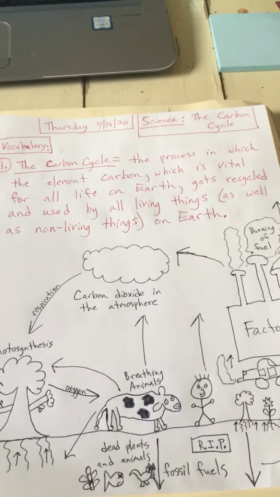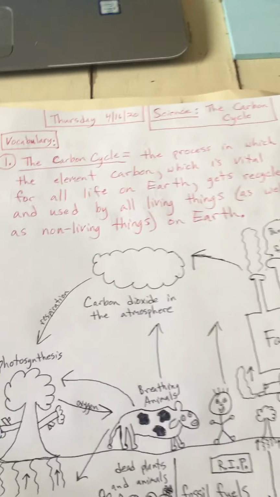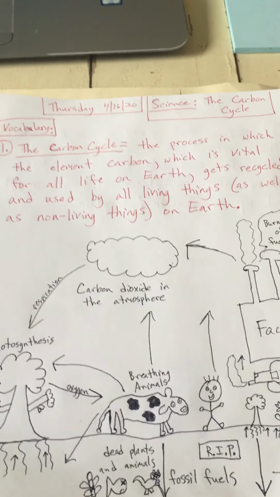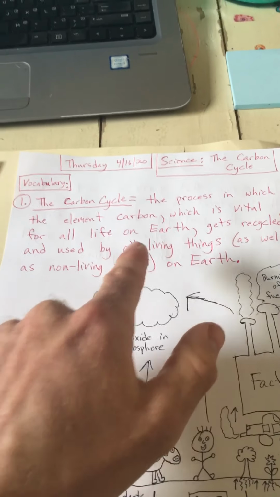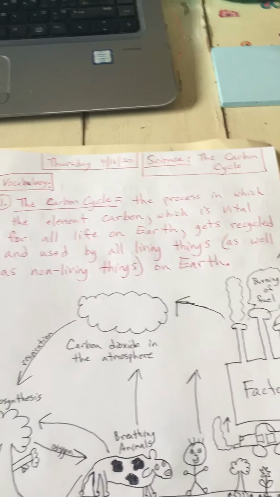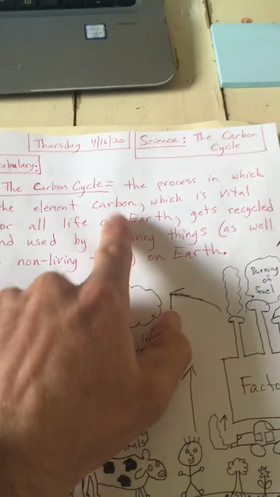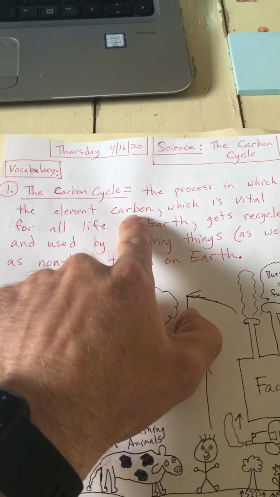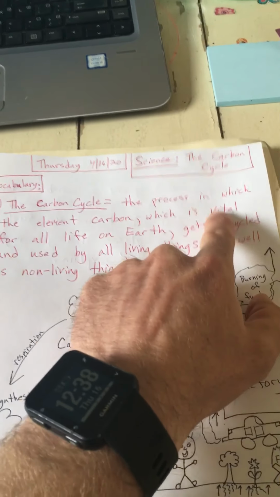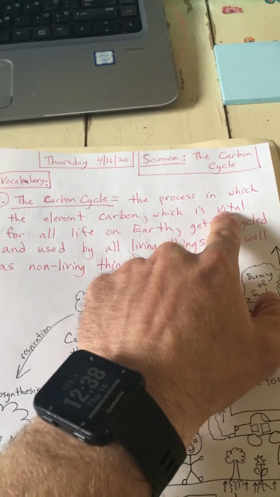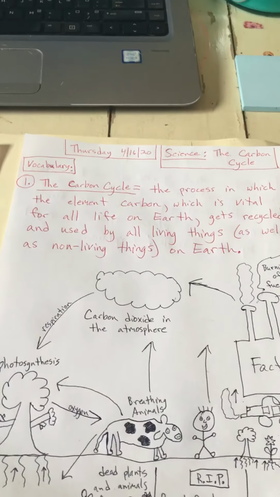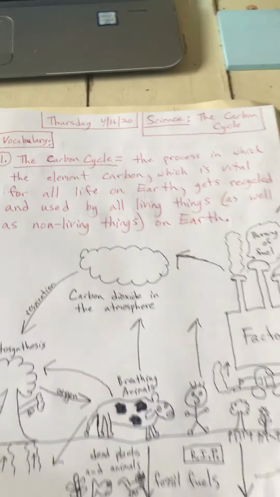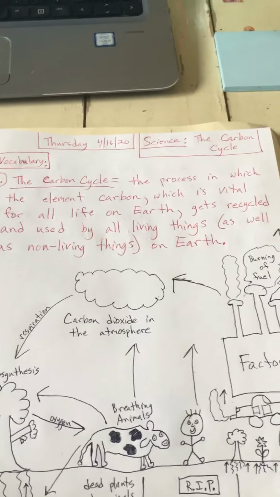Okay, so that's kind of a dense definition. Let me go back and we'll break it down. The carbon cycle is the process in which carbon, which is vital for all life on Earth. That means life wouldn't exist on Earth without carbon. So we need carbon to be on the Earth. Okay, so it's super important. It's vital. It is necessary. We need it in order to have life of any type, whether it's plants or trees or people or other animals. We need carbon in order to have life on Earth.